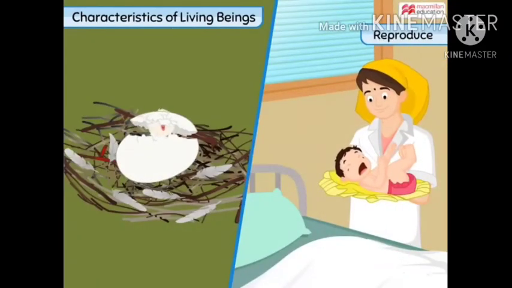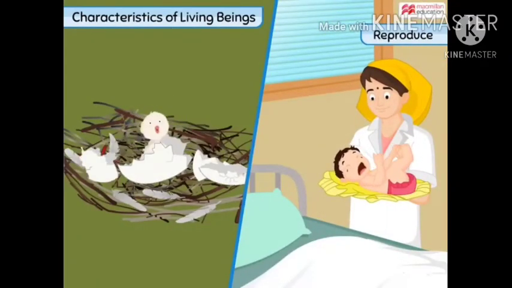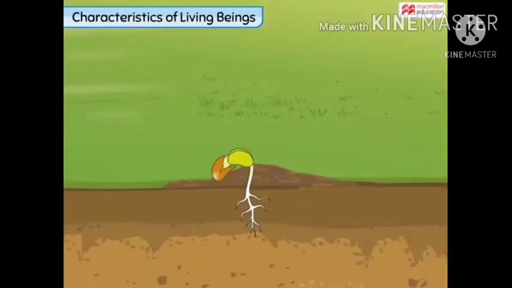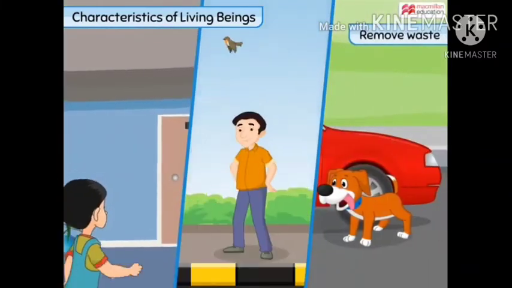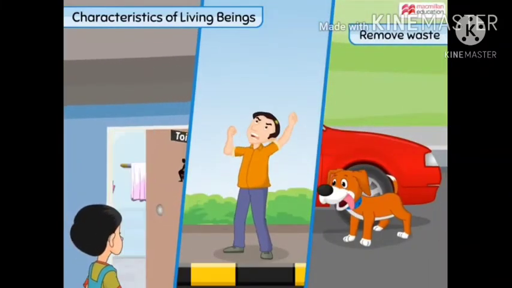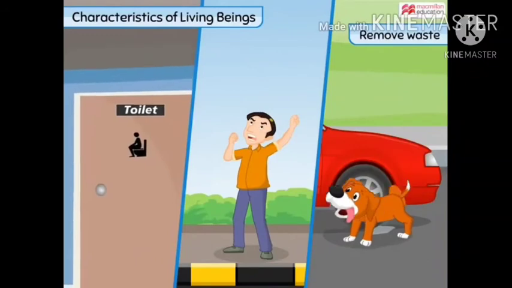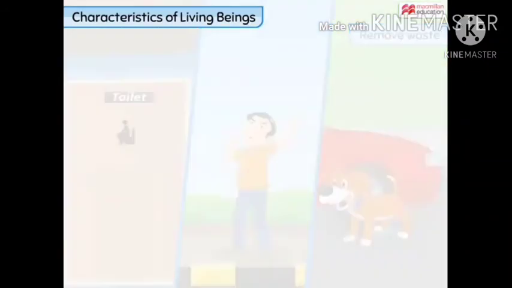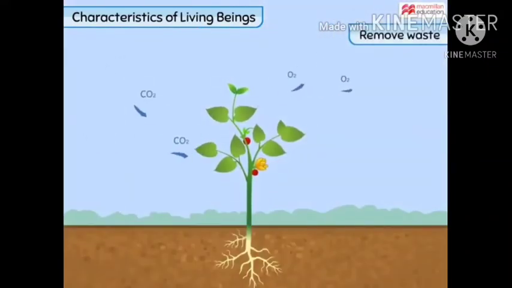All living things reproduce. Some animals lay eggs, while some give birth to young ones. And most plants reproduce through seeds. Every living thing has a certain mechanism to eliminate waste from their bodies. Oxygen is actually a waste product given out by the plants.